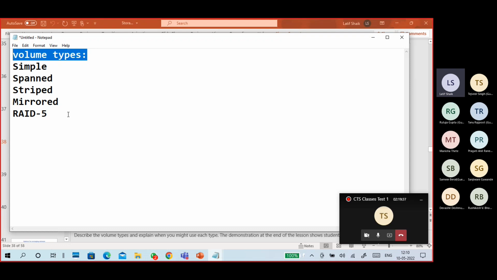So different types of things, like MBR type and GPT type of disk. MBR gives four primary, or three primary and one extended, okay? And the maximum single partition supported is 2 terabytes. When it comes to GPT, it is UEFI supported, okay? GUID partition table, 128 primary partitions, no extended partitions required. Because 128 primary partitions are supported, and more than 2 terabytes of disk partition support is there. Basic disk and dynamic disk.